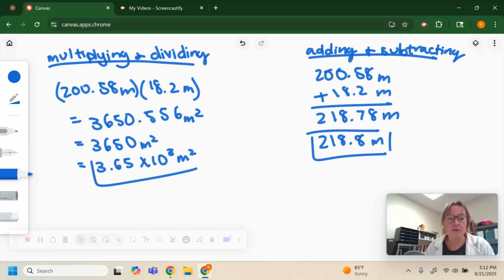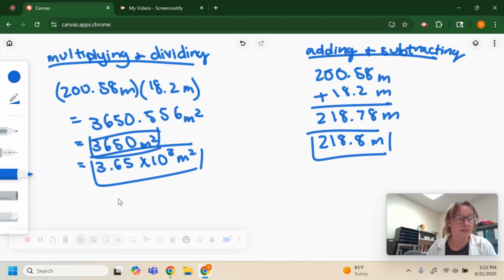Now, all of this is probably old news to you. You probably already know all of these things. So this was just a very brief review of significant figures and what to do with significant figures. Next, we're going to be talking about units. And I'll go ahead and pull up a new tab.